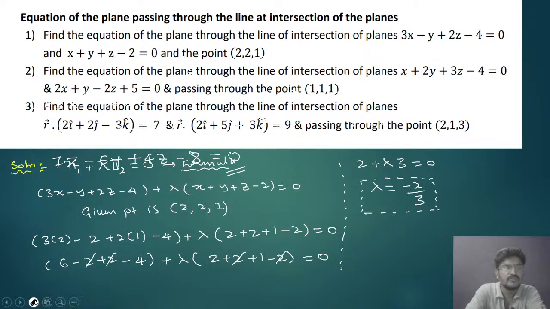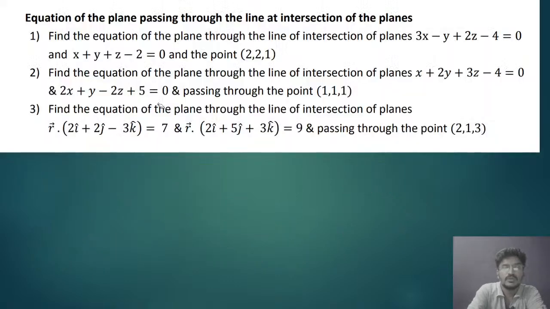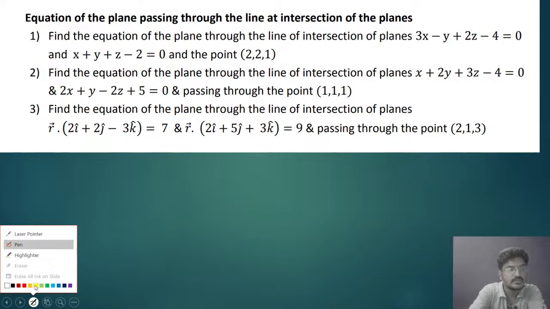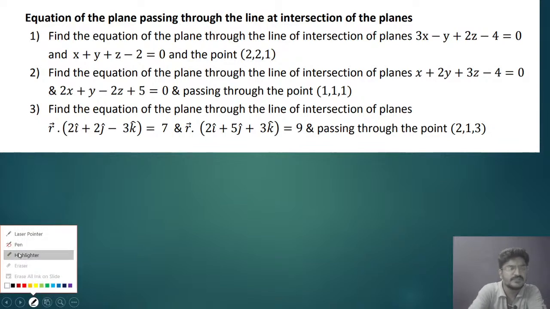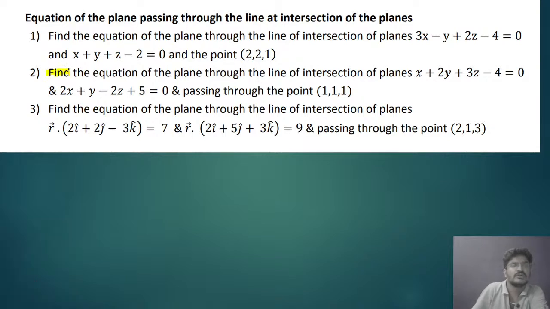Now we can go for the next problem, that is, find the equation of plane passing through the intersection of two planes. Here the second problem is: find the equation of plane. So quickly you also start to solve the problem because it is the same problem as the first one. Find the equation of the plane through the line of intersection of the planes x plus 2y plus 3z minus 4 and 2x plus y minus 2z plus 5 equal to 0 through the point 1 comma 1 comma 1.